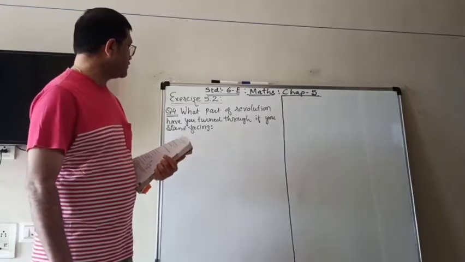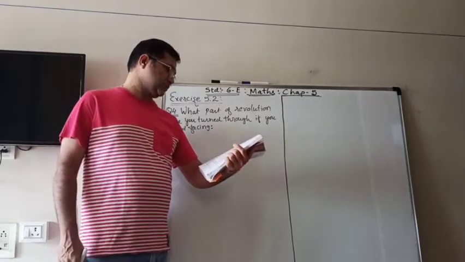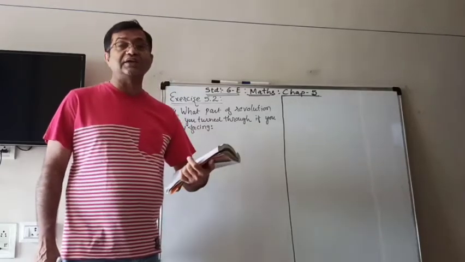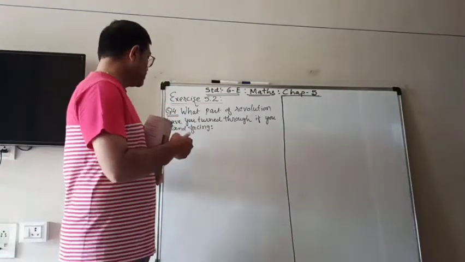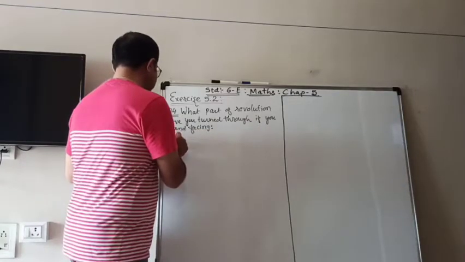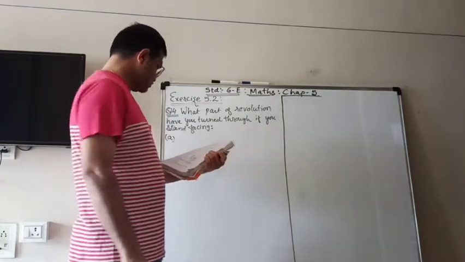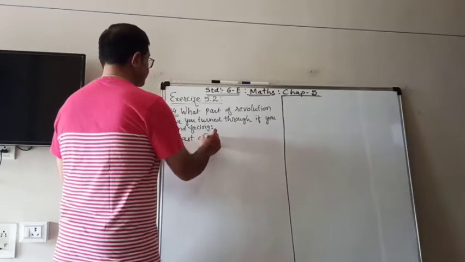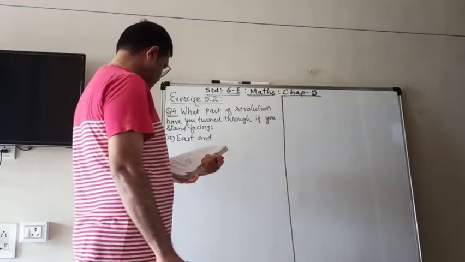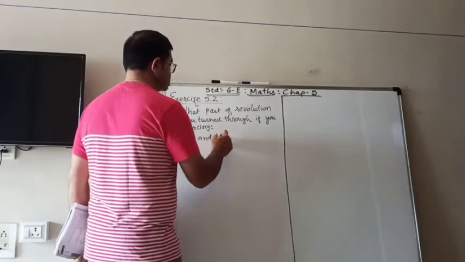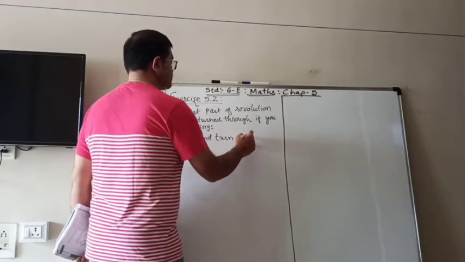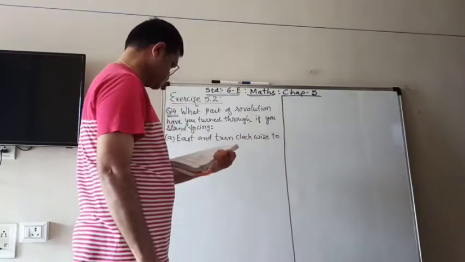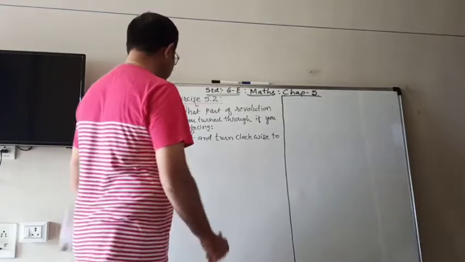Question number 4. What part of revolution have you turned through if you stand facing? Now different situations are given. First, you are facing east and turn clockwise to face north.